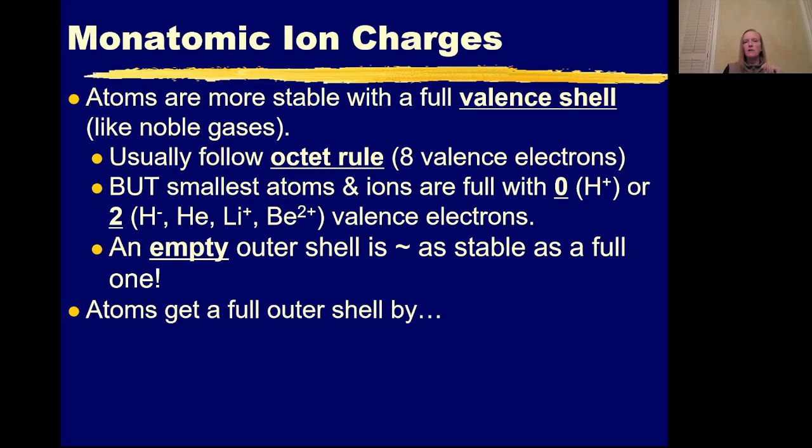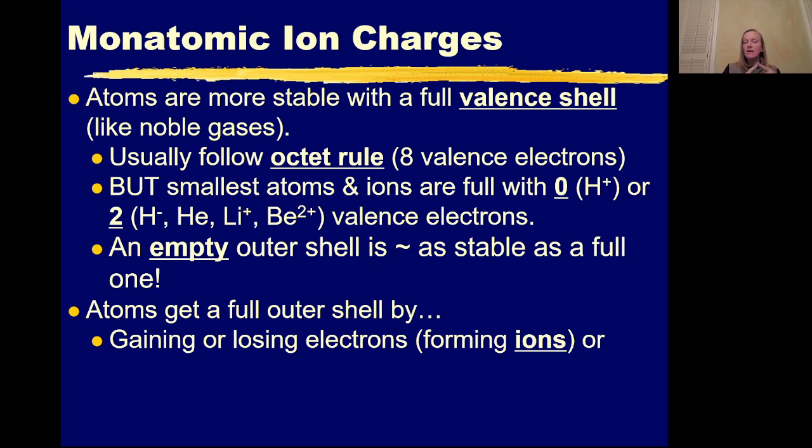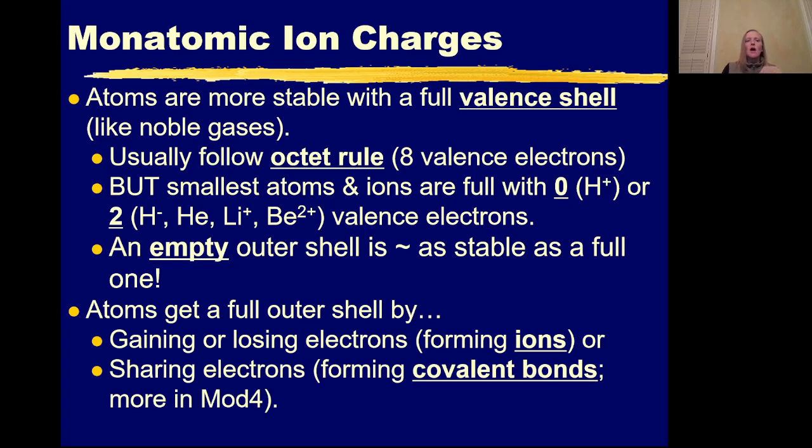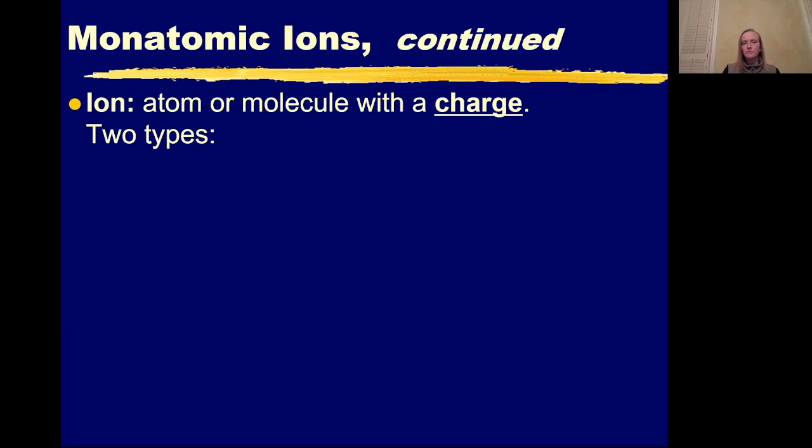So atoms can get a full outer shell by gaining electrons or losing electrons. That process forms ions, which are atoms with a charge, remember. Or by sharing electrons. This is when they make covalent bonds, and that's something we're going to learn more about in Module 4. Right now we're going to focus on the ion strategy.